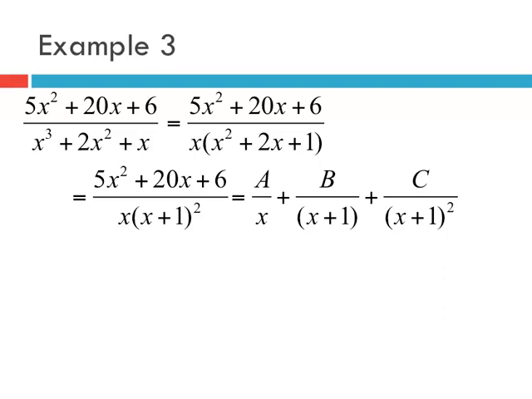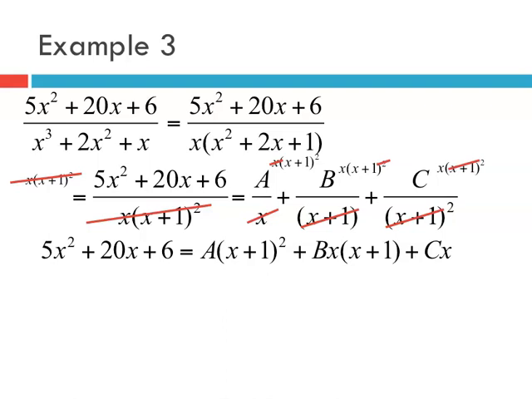All right, so let's go ahead and multiply by x times x plus 1 squared on both sides. And on the left-hand side, that leaves us with 5x squared plus 20x plus 6. On the right-hand side, the x's cancel here, so a times x plus 1 squared. The second one of the x plus 1's cancels. And in the third one, x plus 1 squared, that whole thing cancels. So we're left with a times x plus 1 squared, b times x plus 1, and then c times x. Now, if anything, this is actually more tedious than it is complicated.